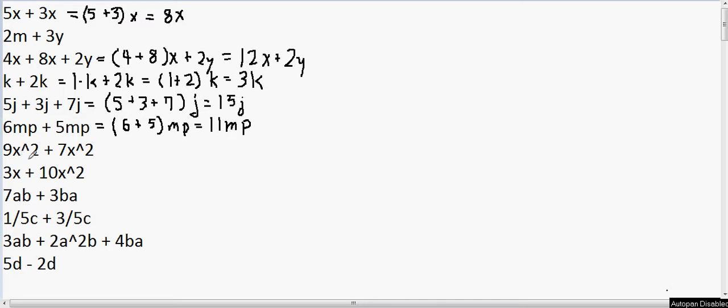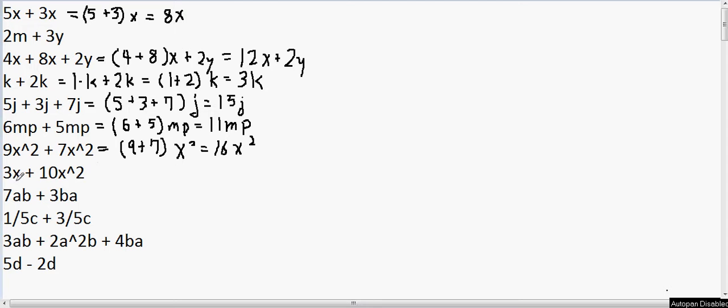Next, we have 9x squared plus 7x squared. The two terms are 9x squared and 7x squared, and the variable part is x squared and x squared. They both have the same exponent. They both share the same variable x, and both of these variables have the same exponent of 2. So we can combine these terms together. We calculate 9 plus 7 first, and then multiply that by x squared. This is equal to 9 plus 7, which is 16, multiplied by x squared.